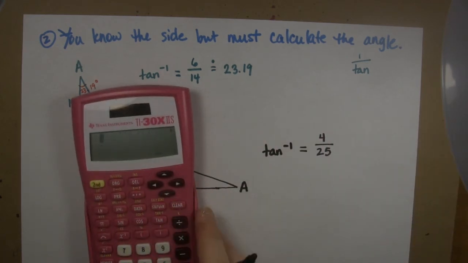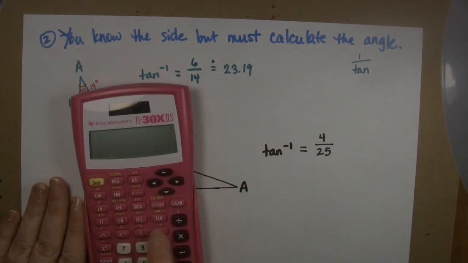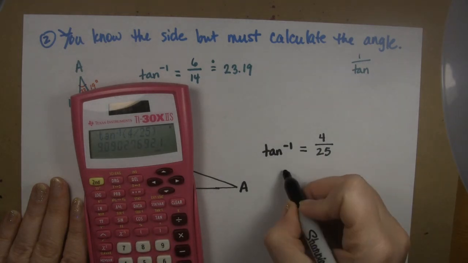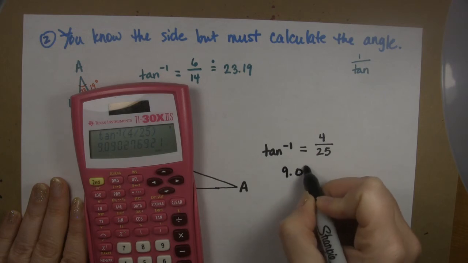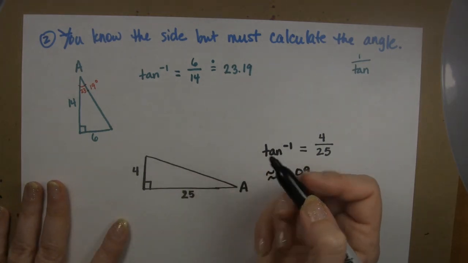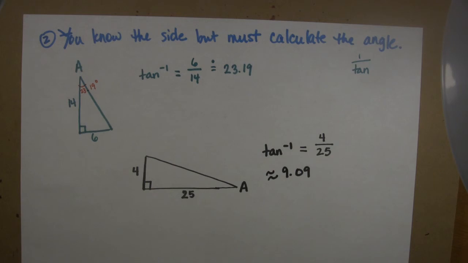So again, I take my calculator and I type in inverse tangent of 4 divided by 25, in parentheses, equal. So the measurement of my angle is 9.09. This angle right here measures about 9.09 degrees. So that is how you calculate tangents using your calculator.